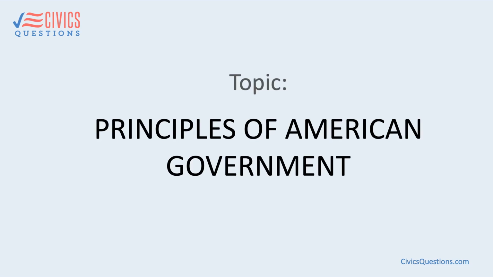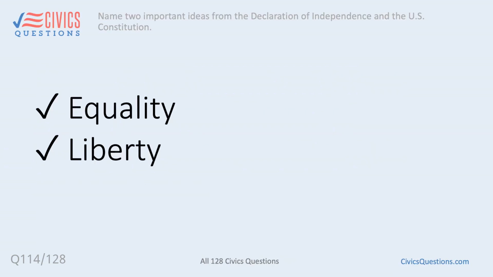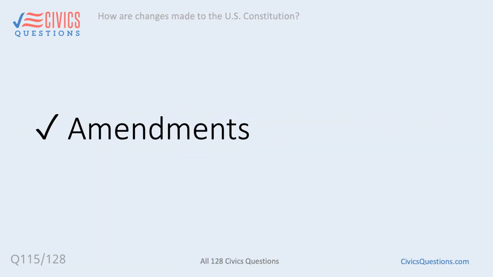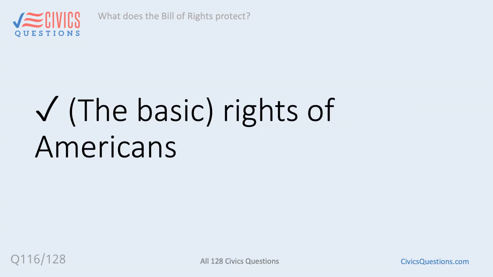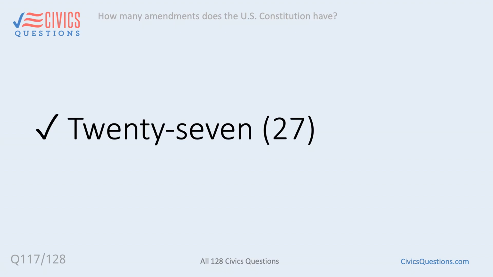Principles of American Government. Name two important ideas from the Declaration of Independence and the U.S. Constitution. Equality, liberty. How are changes made to the U.S. Constitution? Amendments. What does the Bill of Rights protect? The basic rights of Americans. How many amendments does the U.S. Constitution have? 27.